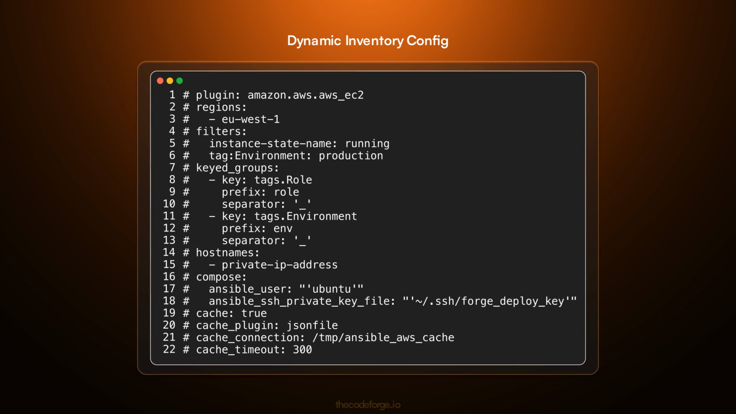This aws_ec2 plugin configuration groups instances by tags, uses caching to avoid API rate limits, and ensures your inventory is never stale. New instances appear automatically.